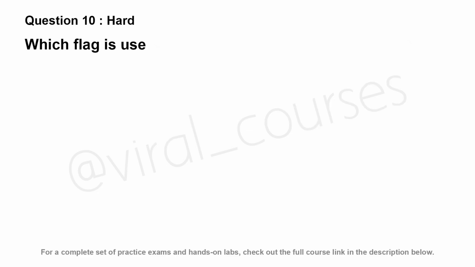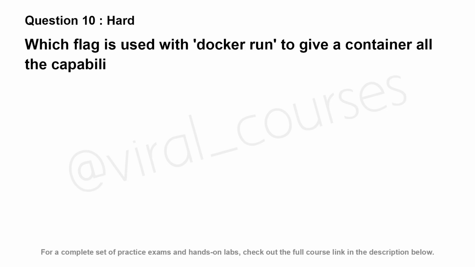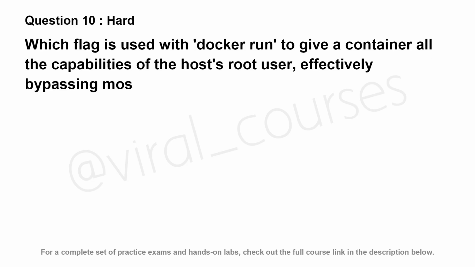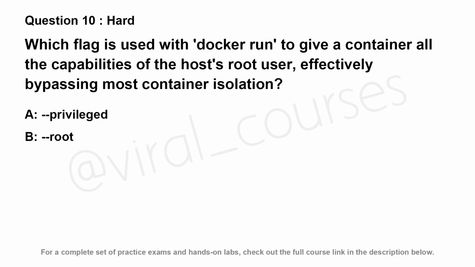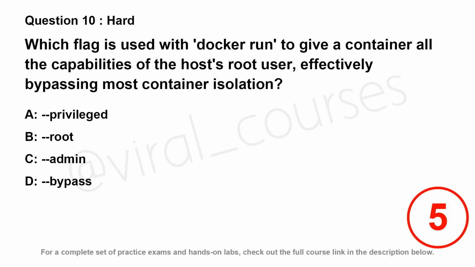Which flag is used with docker run to give a container all the capabilities of the host's root user, effectively bypassing most container isolation? Option A, privileged. Option B, root. Option C, admin. Option D, bypass.